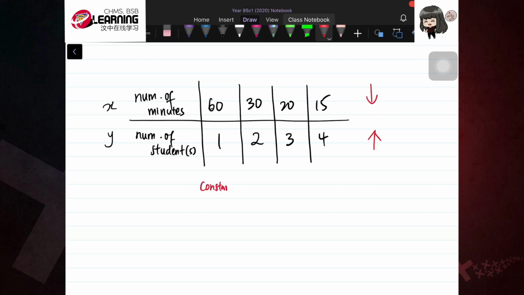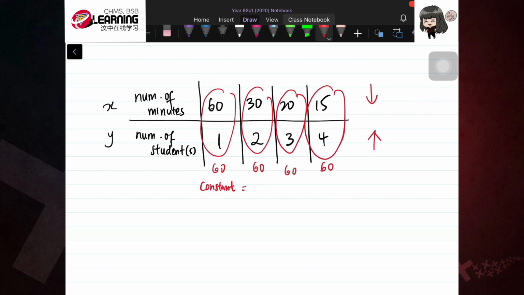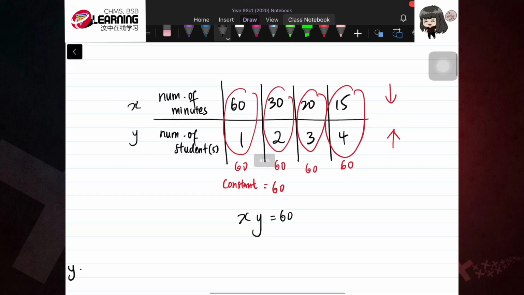The constant here is 60. 60 times 1 is 60, 30 times 2 you get 60, 20 times 3 you get 60 also, and 15 times 4 is also 60. So the constant here is 60. We can say that x times y equals 60, and that the number of minutes to clean up the classroom is inversely proportional to the number of students, or varies inversely with the number of students.